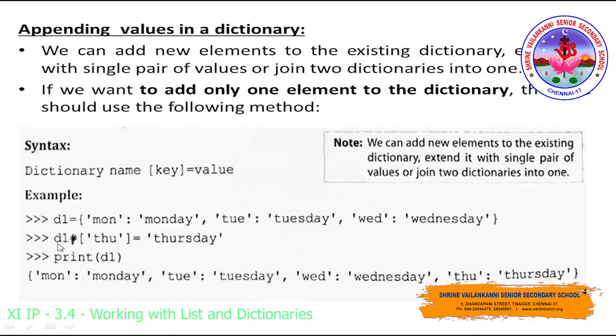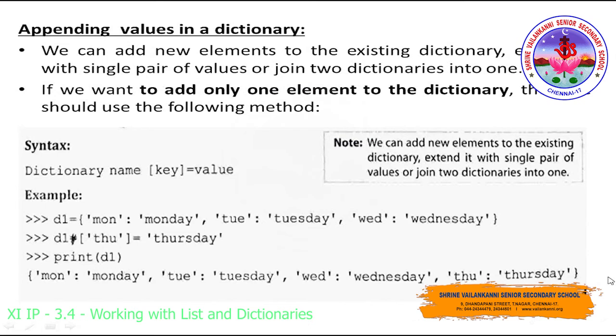Followed by that, now they are going to append a value inside this existing dictionary, right? So D1 of Thursday, they have given, this Thursday is a key, equal to this Thursday, which is the value they are assigning to this particular key. So what will happen when you give print of D1? This key and value together will be added at the end of this dictionary. See here, this is how it works.